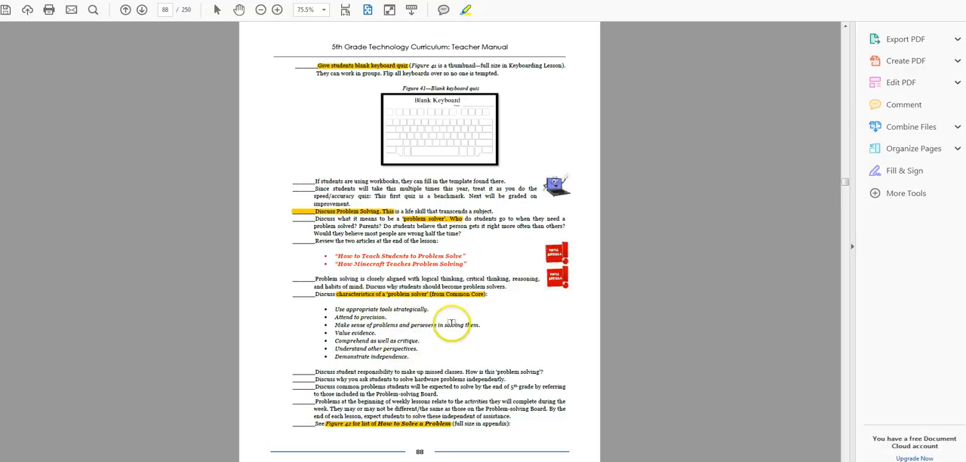They use appropriate tools strategically. Well, let's have your fifth graders put that in fifth grade terms. What does that mean to them? Attend to precision. What does that mean? Value evidence. Okay. So go through those with them. Get them thinking about it, because to understand these in fifth grade terms, they have to understand them.